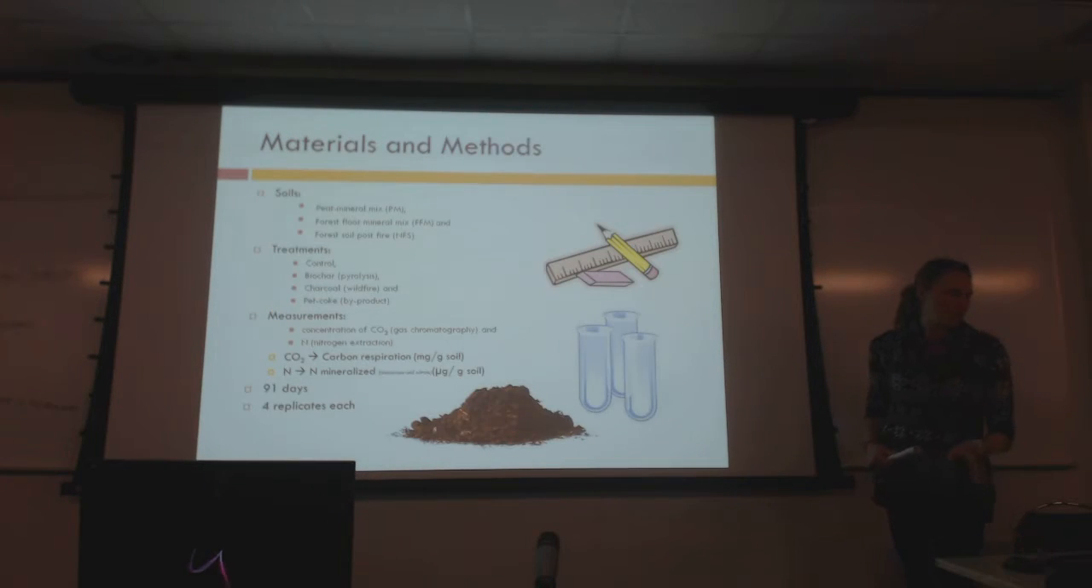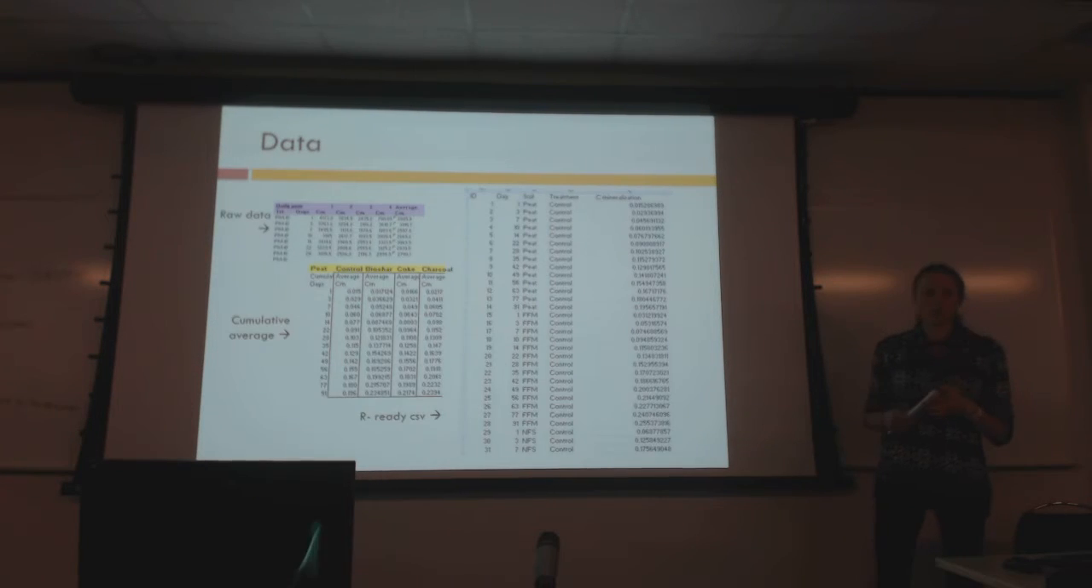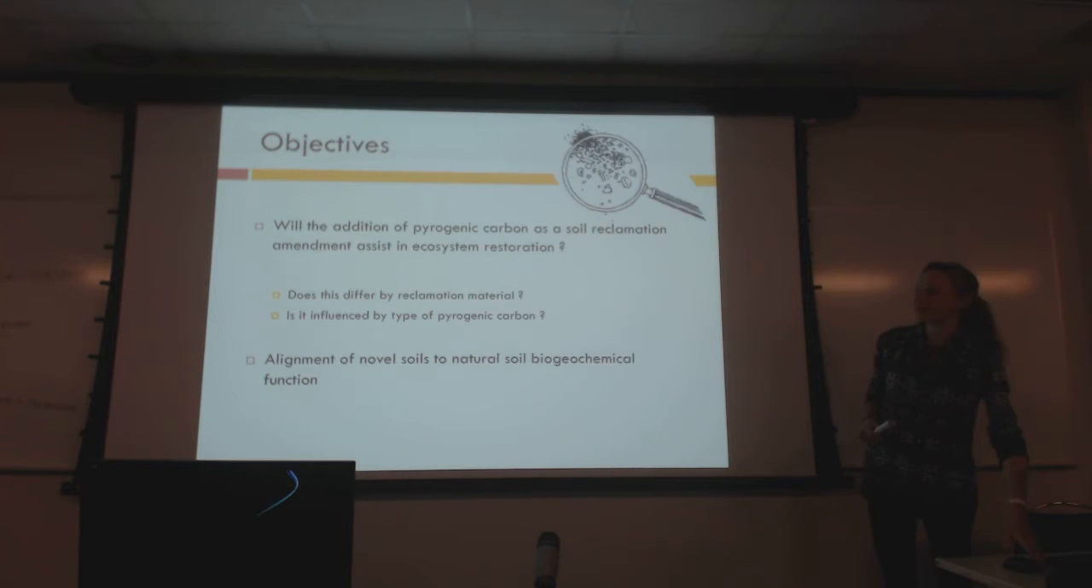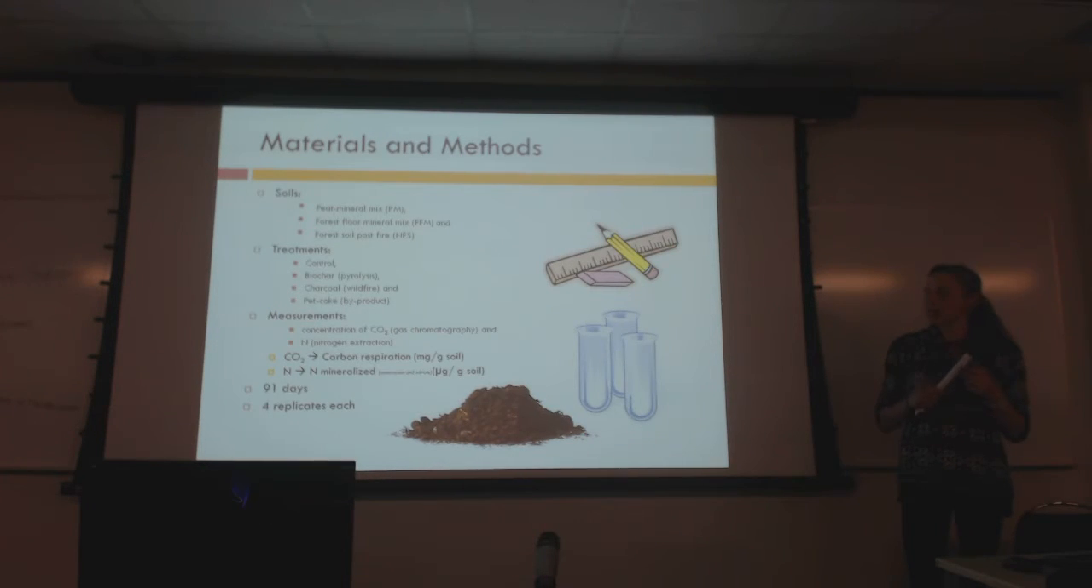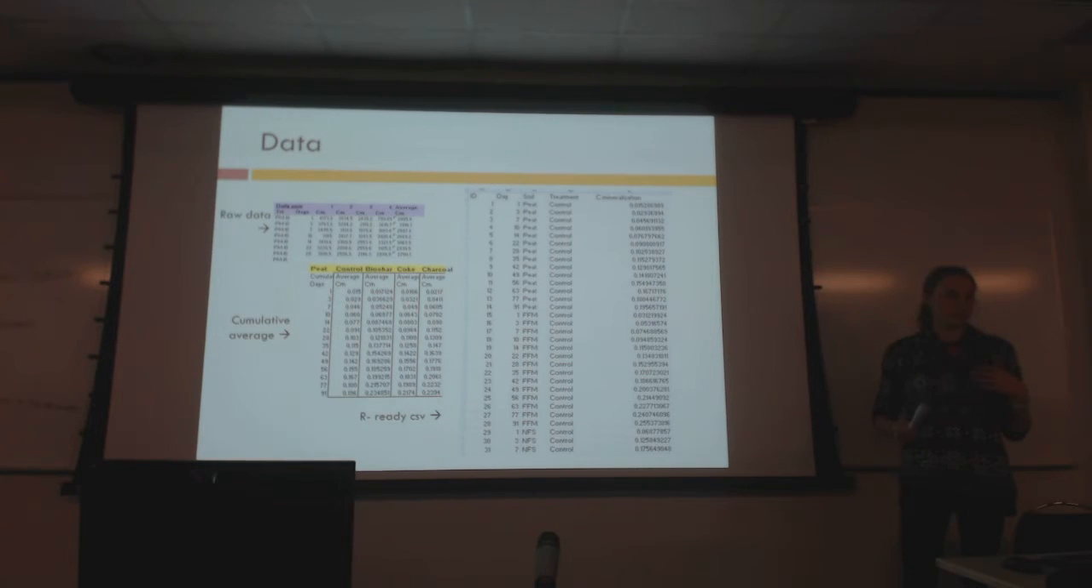So, materials and methods. This data was collected by my supervisor and his students, and they collected three different kinds of soil: peat mineral mix, forest floor mineral mix, and a forest soil post-fire. The forest soil post-fire is the natural type of ecosystem. Then there are four different treatments: the control, the biochar, which was made here using pyrolysis, charcoal, which was collected from a wildfire site, and petroleum coke byproduct, which was collected from an oil sands refining unit. What we measured in order to look at this was the concentration of CO2 and nitrogen mineralization that was occurring in soils.